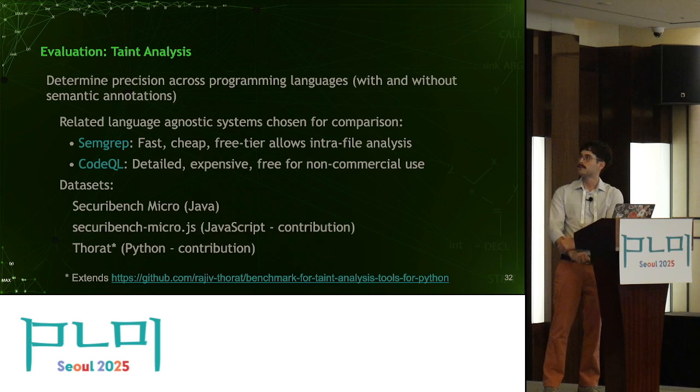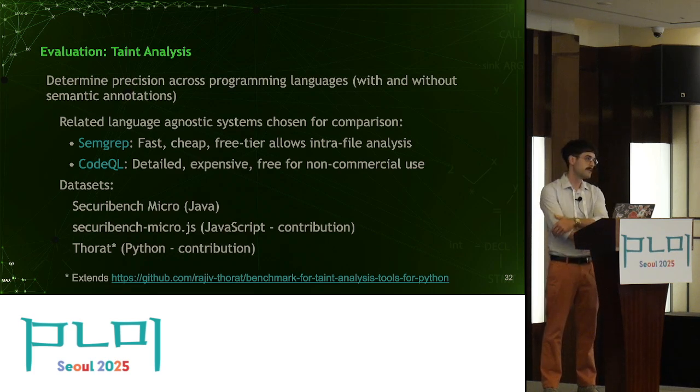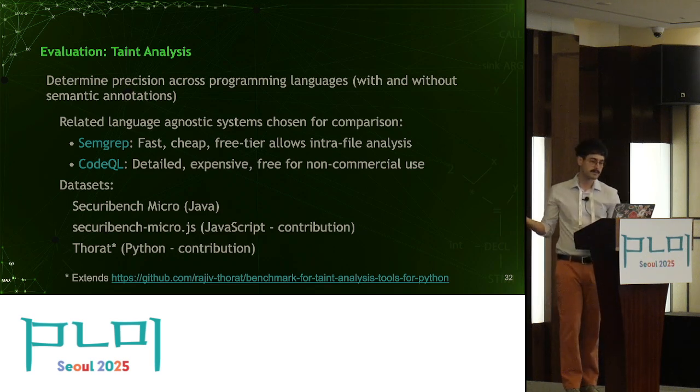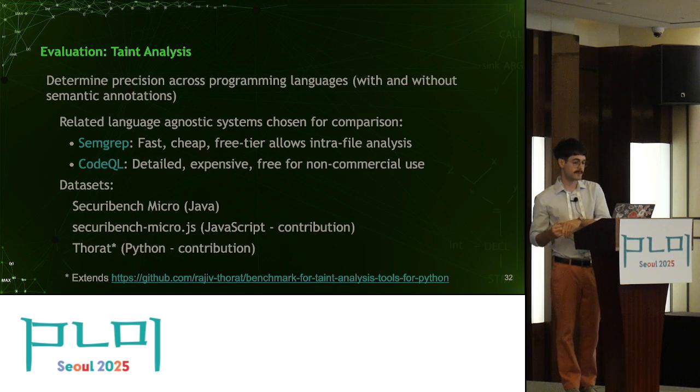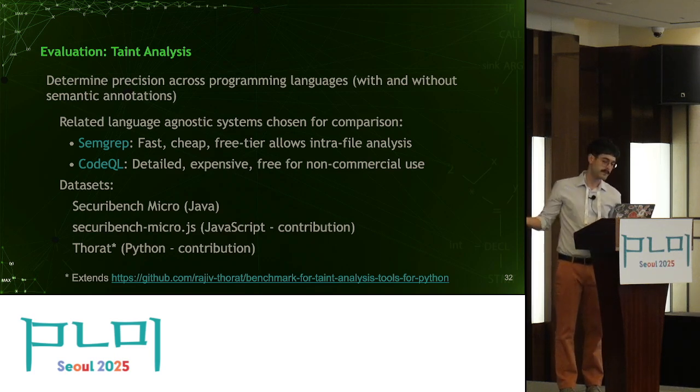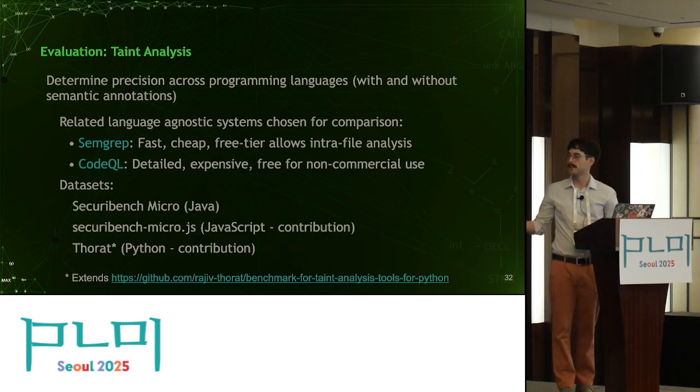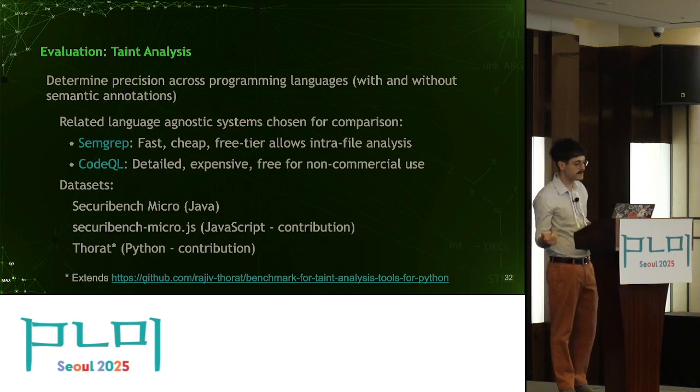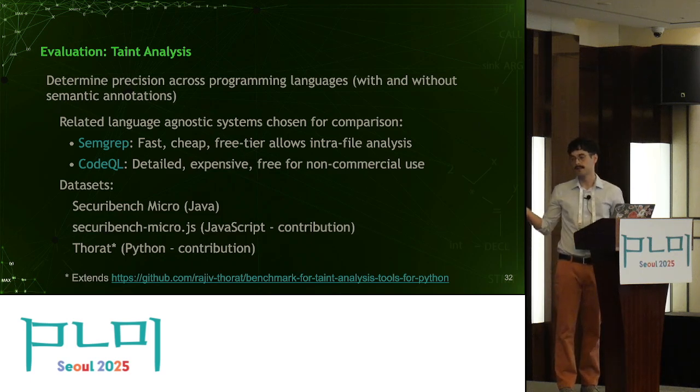We use three programming languages to evaluate against: Java, Python, and JavaScript. The related work that we evaluate is Semgrep as the fast, cheap option, and CodeQL as the more detailed, expensive option. In the datasets, we use SecurityBench Micro, SecurityBench Micro JS, which is a contribution of this paper and is a transpiled version of the Java equivalent, and FlowRat, which is an extension of an existing benchmark that we complete.